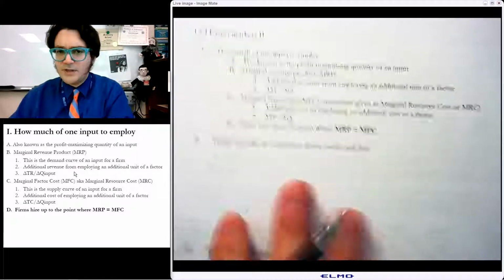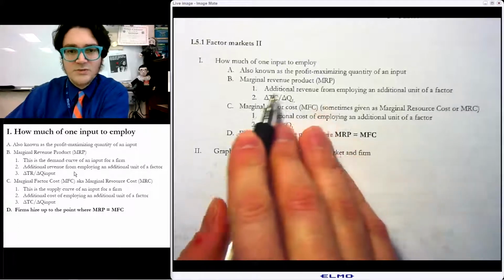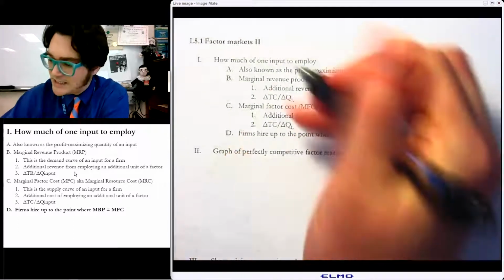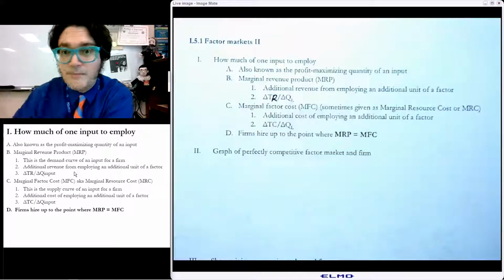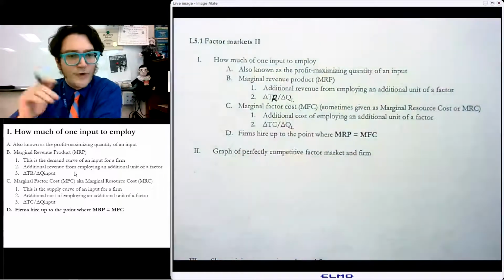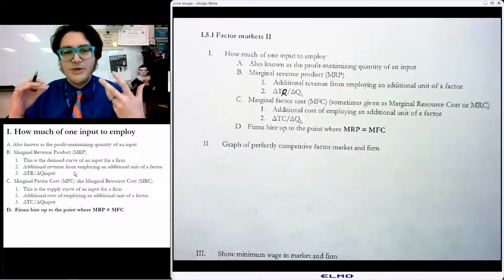I did make a couple of little boo-boos in this. The first one is right here. It says TC, that should say TR. So right off the bat, here's where I screwed up. And then I didn't include two phrases, but I'm going to mention them to you.